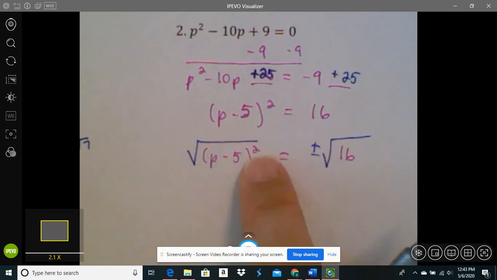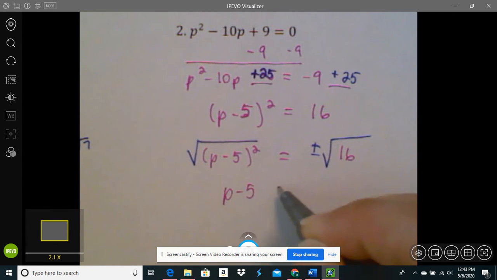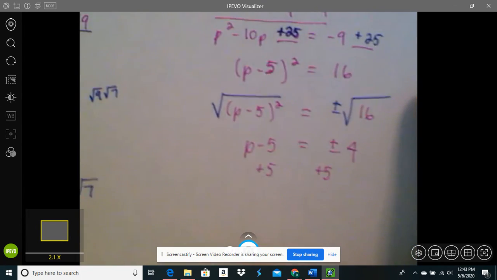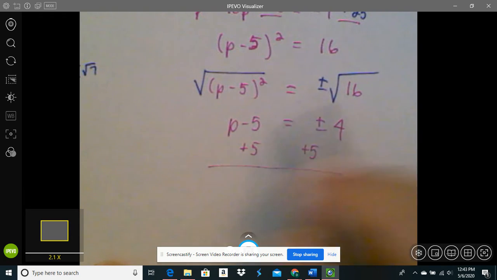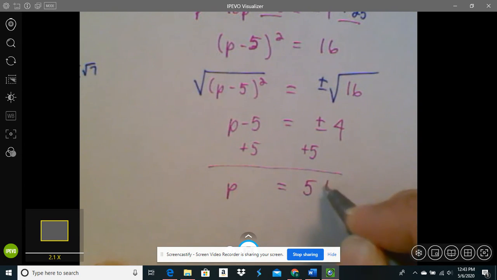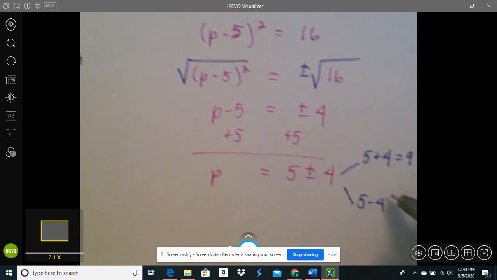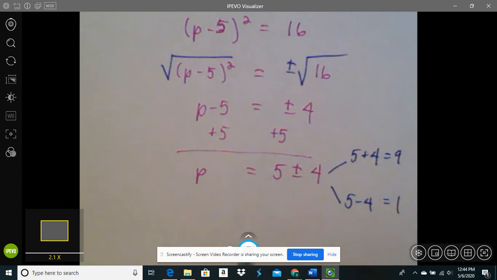Okay, so the radical takes away the square. I'm left with p minus 5. The square root of 16, I have to consider positive 4 and negative 4. Now we're going to add 5 to both sides. And when we do that, we'll get p equals 5 plus or minus 4. So then we look at 5 plus 4. We get 9. We look at 5 minus 4. We'll get 1. So my solutions are 1 and 9.